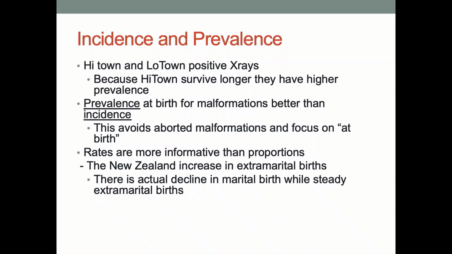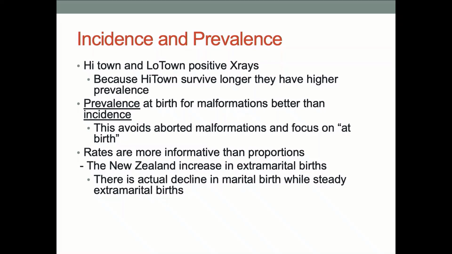I want you to look at the example in the book about high town and low town, how positive x-rays showed that those in the high town have higher cases of TB, but because the people in high town survive longer, they have higher prevalence. So it shows that there's more risk, or more disease, in the high town, when actually the people in low town are dying. And therefore, that is the reason that it is lower in prevalence.